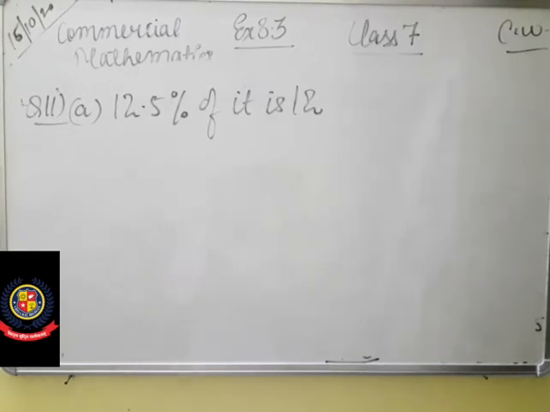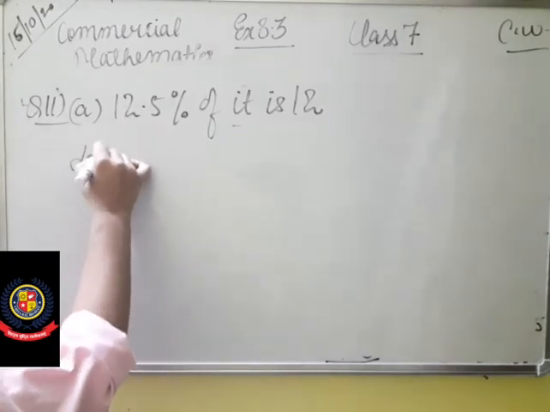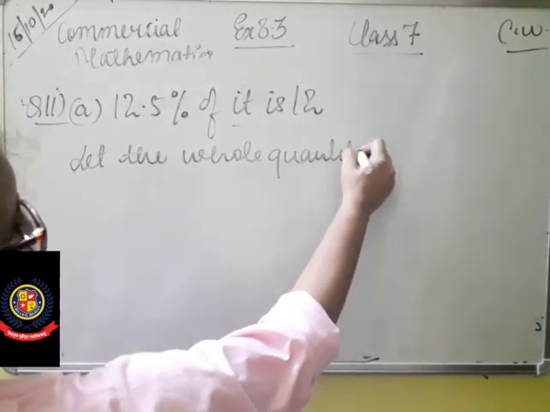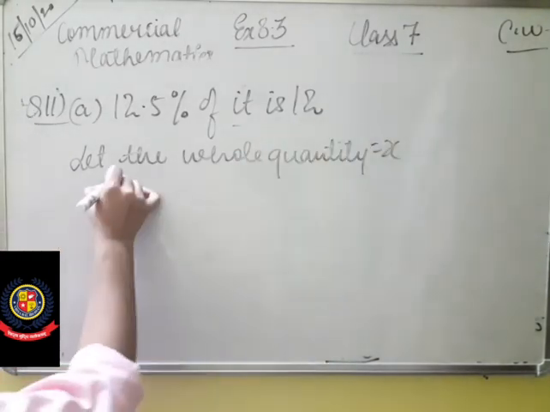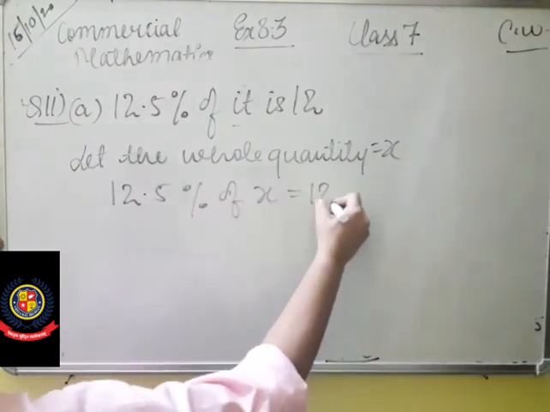है if 12.5% of it is 12. So this is not a twisted question, nothing is there, it is based on your example and we have done it, हम कर चुके हैं। So now if you look over here, the question is saying find the whole quantity. So this is basically your whole quantity. So consider let the whole quantity be x. So 12.5% of x is 12.